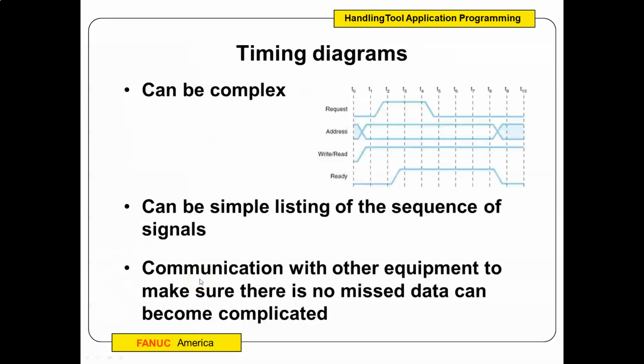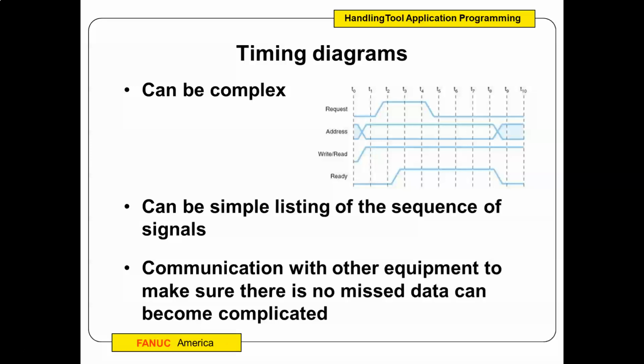As for timing diagrams, some people will write very complex timing diagrams of just when things are going to happen. Most of the time you can do a simple listing of the sequence, saying: I'm going to move over the pickup point, I'm going to open my gripper, I'm going to go down to the pickup point, I'm going to close my gripper, I'm going to come back up. I'm going to wait for, say, a polishing station to say it's ready. I'm going to put the part down, open the gripper, that sort of thing.